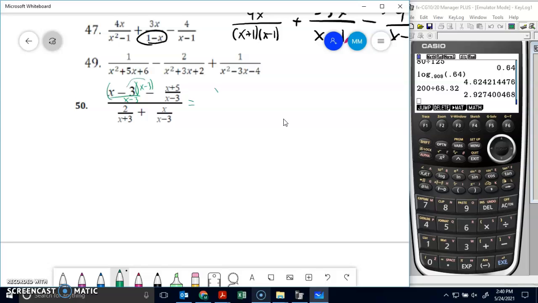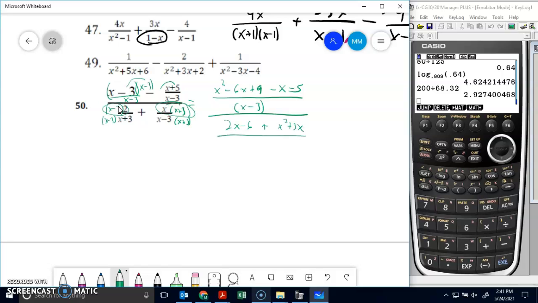So when I distribute this, I get x squared minus 6x plus 9 minus x minus 5, when I distribute this negative, over the common denominator of x minus 3. I'll clean that up in a minute. Down here, this side needs x minus 3. This side needs x plus 3. So then that becomes, distribute the 2, 2x minus 6, plus distribute the x here, x squared plus 3x, all over the common denominator of (x plus 3)(x minus 3).